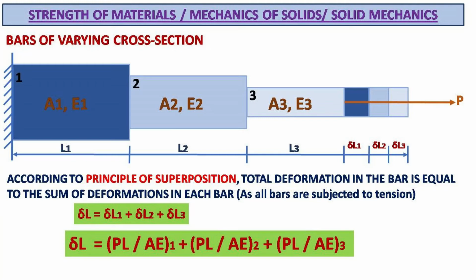Now, total deformation here will be equal to the sum of deformations in all bars. Delta L equals delta L1 plus delta L2 plus delta L3, which gives us delta L equals P times L by AE of 1, plus P times L by AE of 2, and P times L by AE of 3.